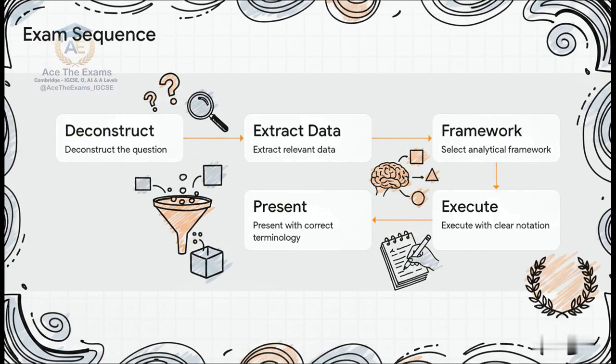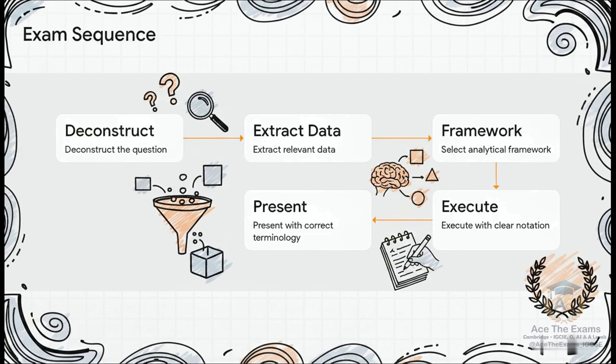1. Deconstruct the question. What is the command word actually asking you to do? 2. Extract the relevant data. Pull the specific constraints directly from the scenario. 3. Select your analytical framework. Plan the structure of your logic before writing. 4. Execute with perfectly clear notation. Don't let sloppy handwriting or vague variable names cost you points. And 5. Present your final answer with official Cambridge terminology.